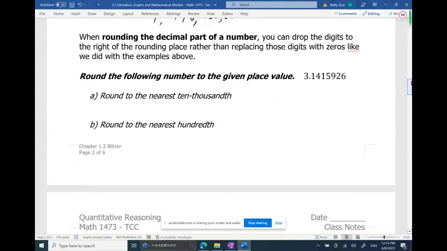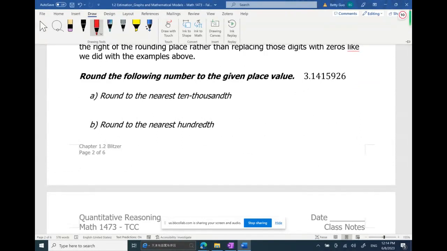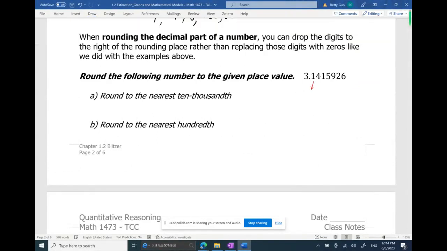10,000th. Okay, so where is the place? This is tenth, this is hundredth, thousandth, 10,000ths. Yeah, tens, hundreds, thousands, and the 5 here is 10,000ths. So our rounding place is 5. And we look at the digit to the right of the rounding place. We look at the 9.